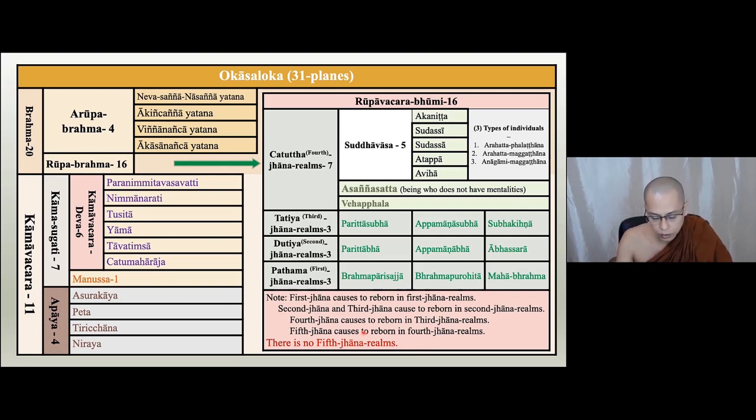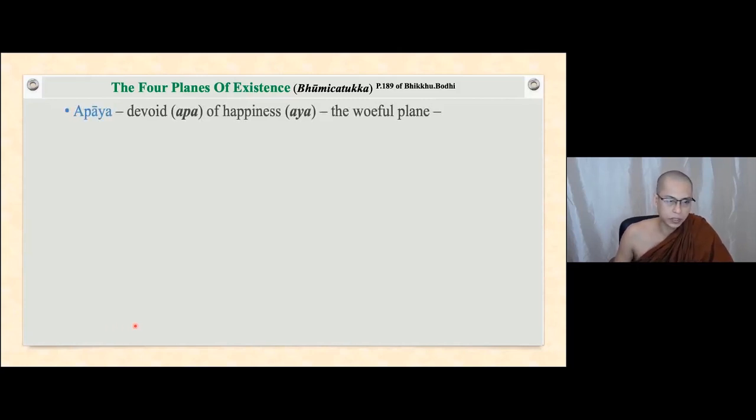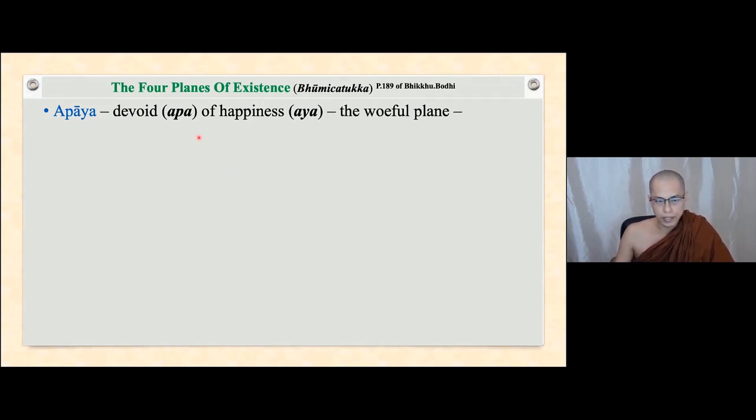Okay, so let's continue to talk about the planes of existence. Here we will start from the four types of apaya, the four planes of existence at the bottom of the table. Apaya is a combination of two words, apa and aya. Apa means devoid or absent, and aya is happiness. So there is no happiness in the four woeful states.